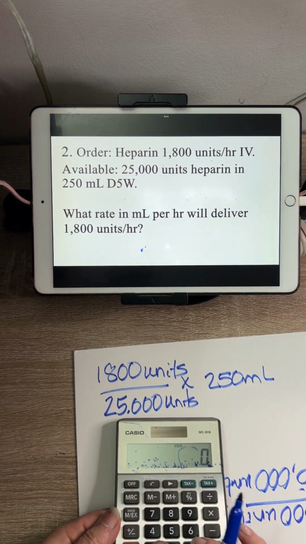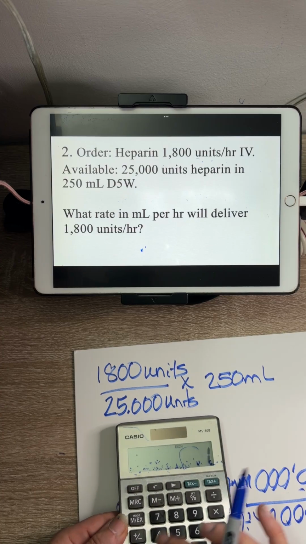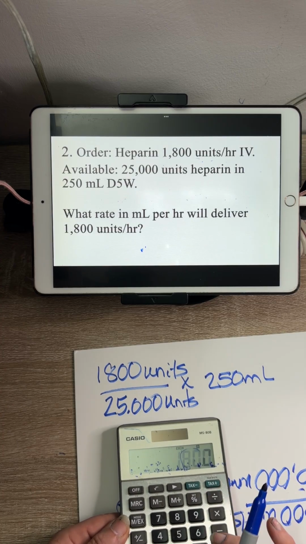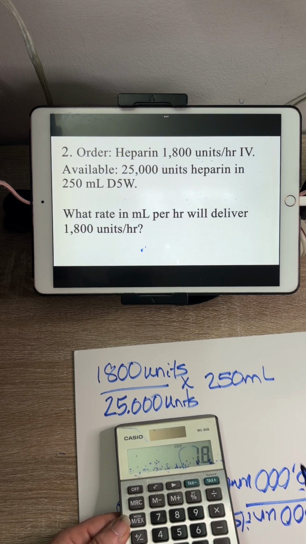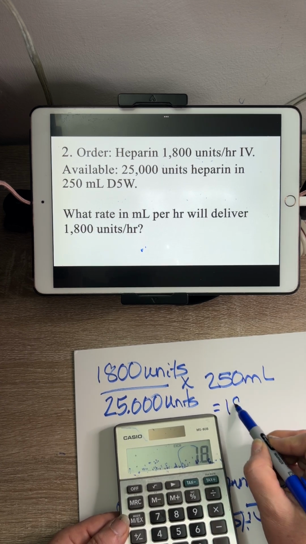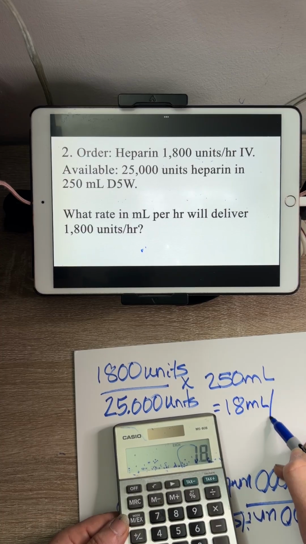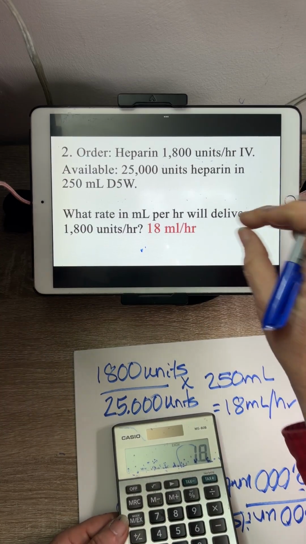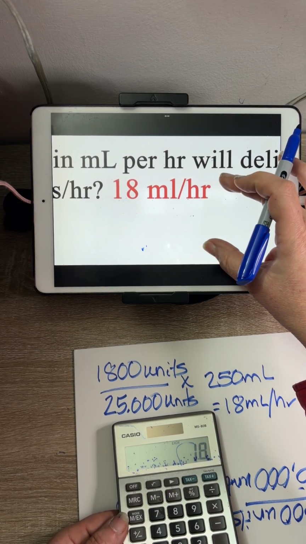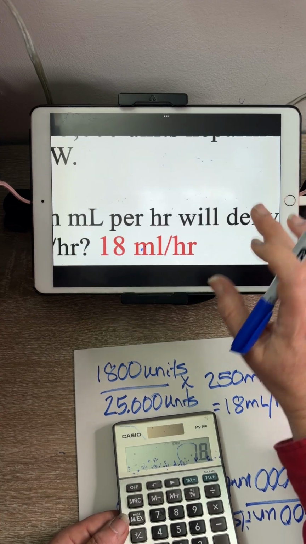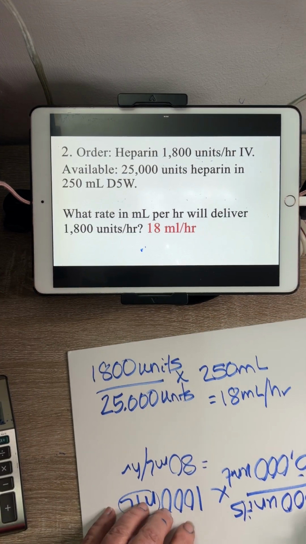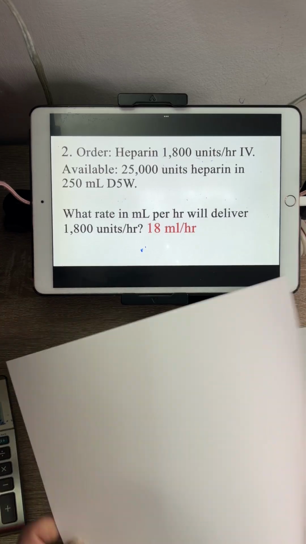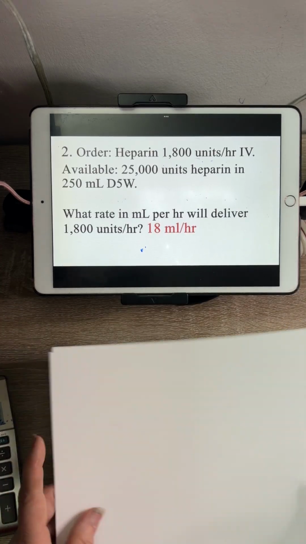Doing this math, 1,800 divided by 25,000 times 250 equals, look, it should be going at 18 milliliters per hour. Look, boom. Sure enough, it is 18 milliliters an hour. You see that? You like that? Okay. All right, calm down, calm down. So look at this one.